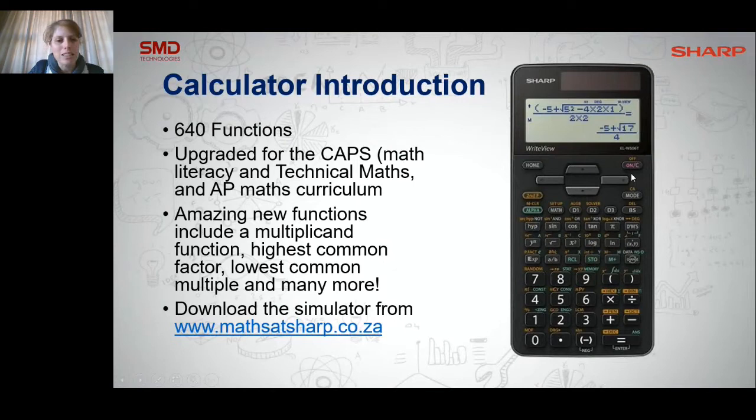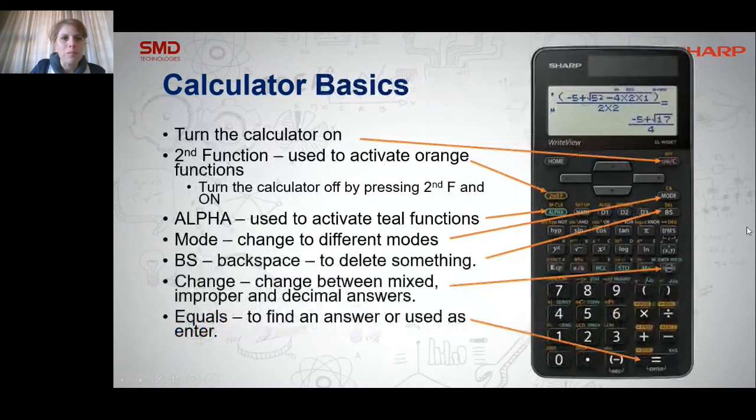It's an absolutely stunning calculator for technical maths. It's got complex numbers. It's got highest common factor, lowest common multiple, unit conversions, which are really awesome, and I'll show you how to do that using the calculator.